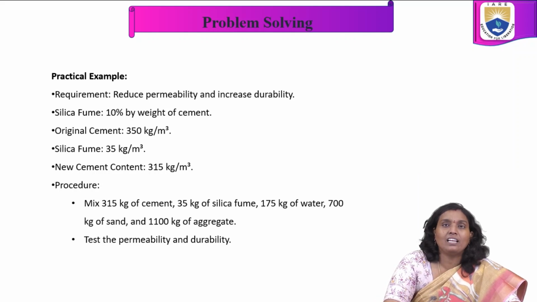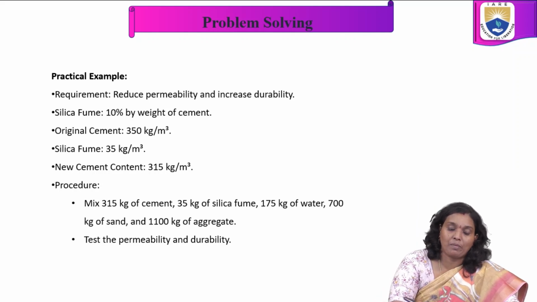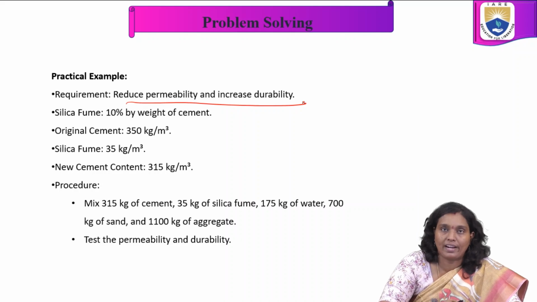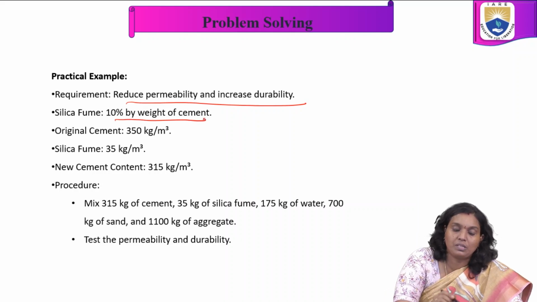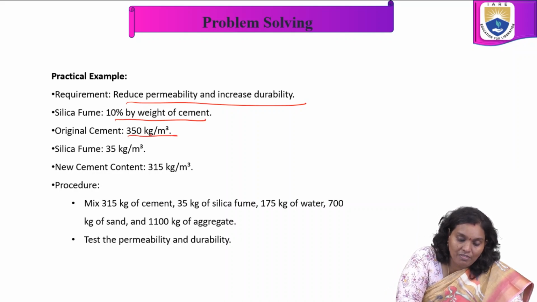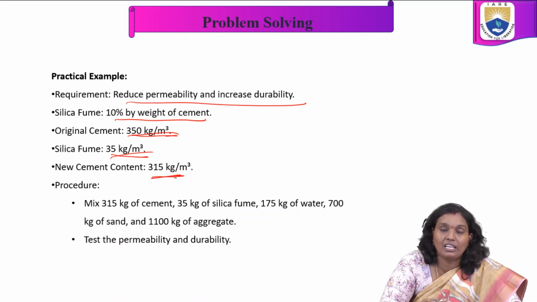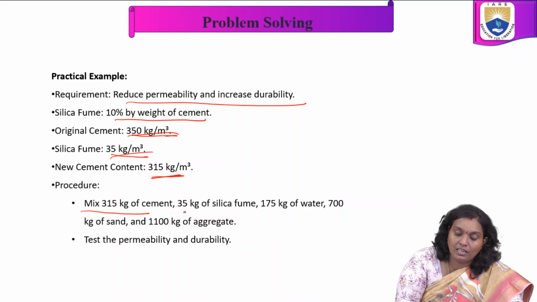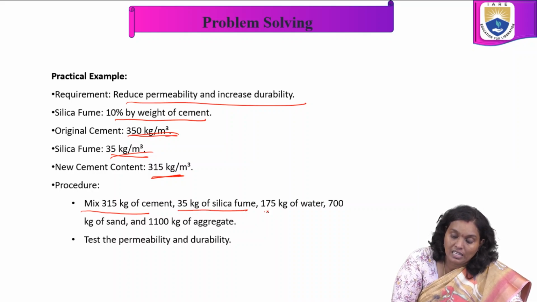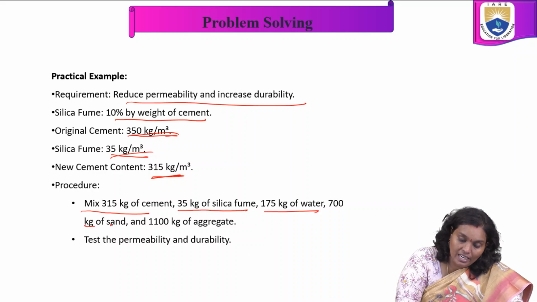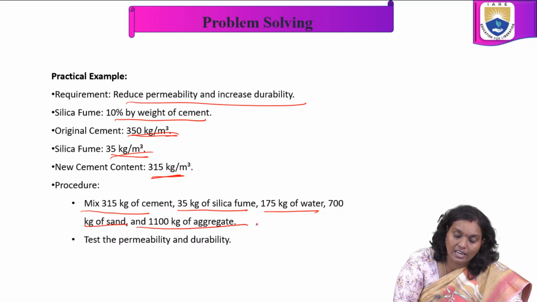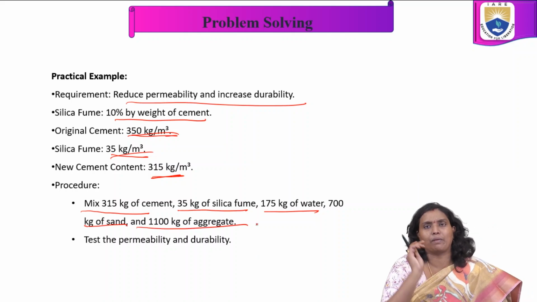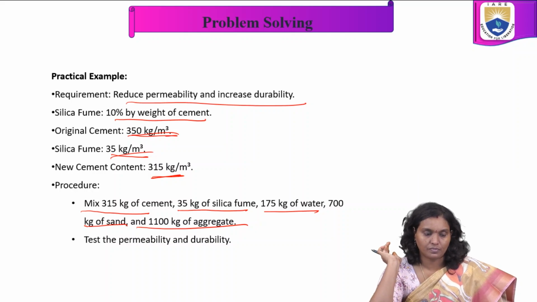Now, a practical example. Reduce permeability and increase durability is required under 10% weight of cement. Original cement is 350 kg per meter cube. Silica fume is equal to 35 kg per meter cube. New cement content is 315 kg per meter cube. Mix 315 kg of cement, 35 kg of silica fume, 75 kg of water, 700 kg of sand and 1100 kg of aggregate. Test this for permeability and durability.